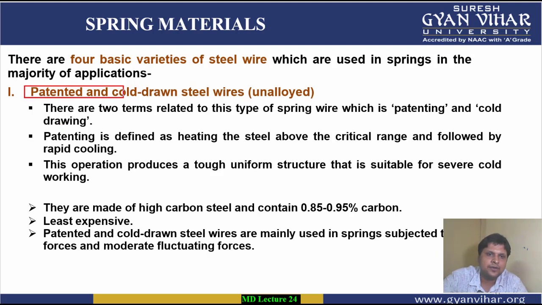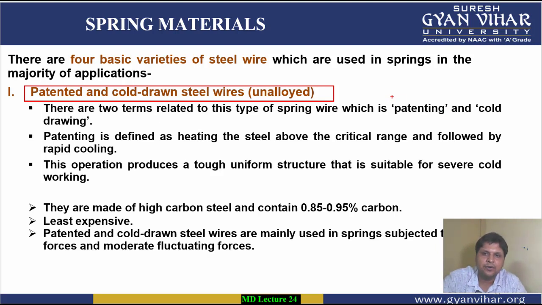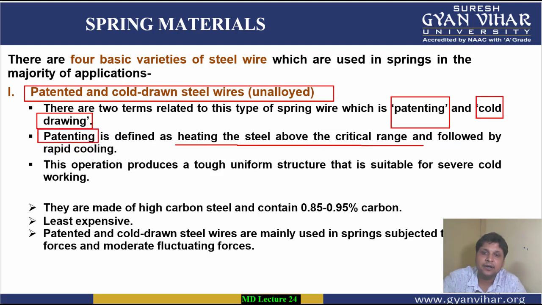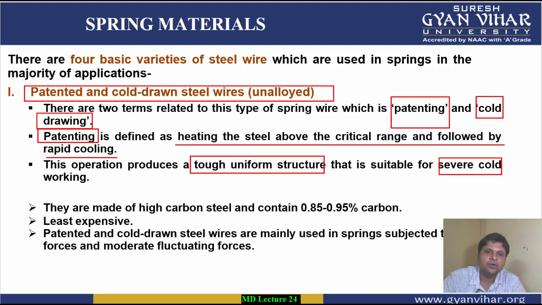First is the patented and cold drawn steel wires. These are the two terms related to this type of spring wire, patenting and cold drawing. What is the meaning of patenting? Patenting is defined as heating the steel above the critical range followed by rapid cooling. The process of patenting means you are first of all heating the steel to a very high temperature, to a critical range, and then you are rapidly cooling it. All right, this operation produces a very tough uniform structure which is suitable for severe cold working.